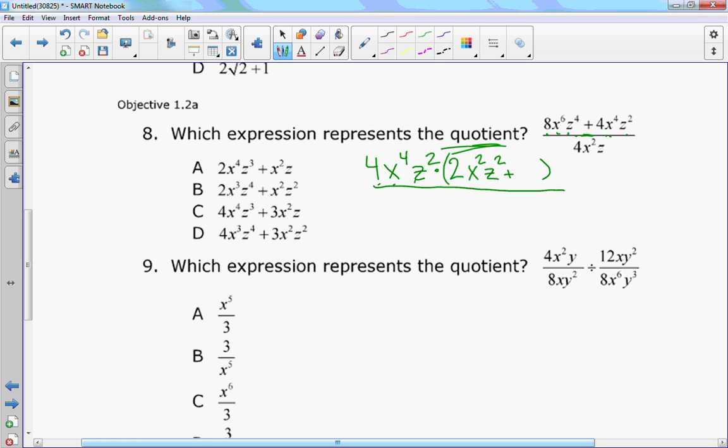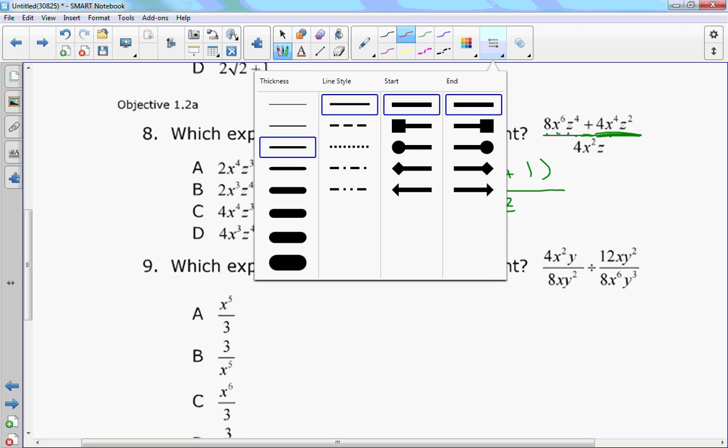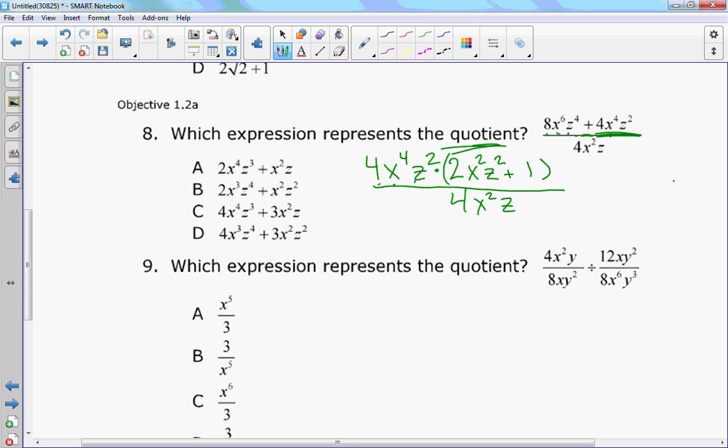What are we left with? 1. Because if we divide 4x to the 4th z squared by itself, then this becomes 0, becomes 1. Anything divided by itself is 1. And then we have this denominator. Now we have neighbors that are being multiplied. We're actually allowed to simplify as long as neighbors are being multiplied. So we can simplify between our greatest common factor and our denominator.